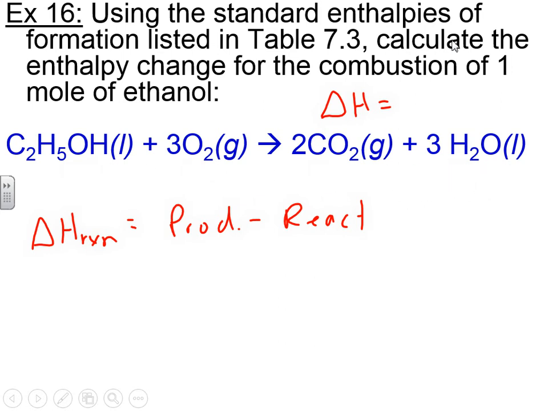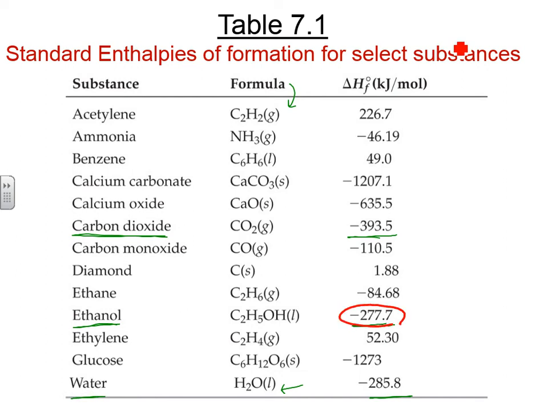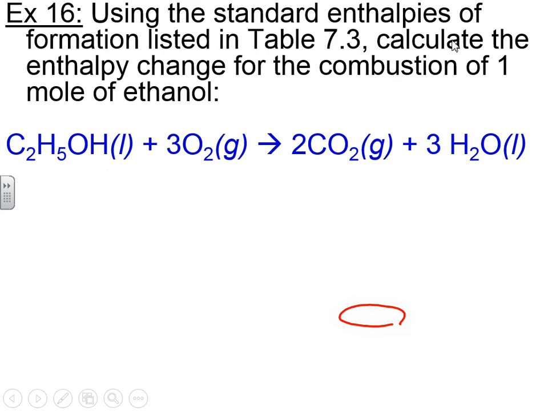Now, if we look up ethanol, C2H5OH, it looks like it's going to be a little problematic here. Okay, so here we have the ethanol is negative 277.7. So let's put that down. Negative 277.7 for ethanol. Oxygen is actually 0 because oxygen is an element. Remember, the delta H of formation of elements is 0. That makes it easy. Let's look up CO2 and H2O.